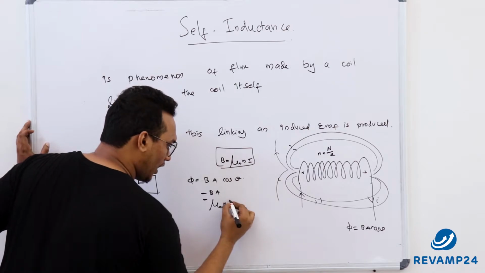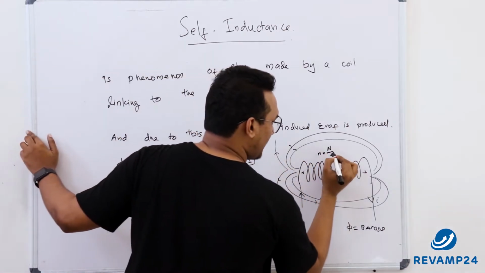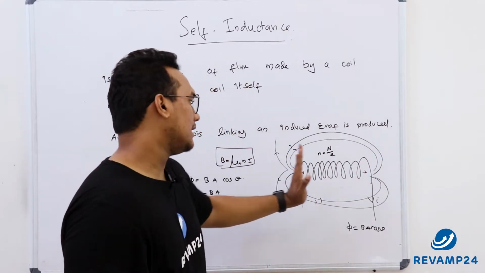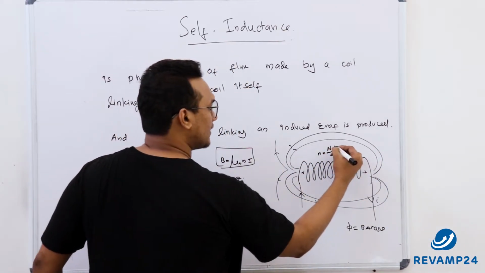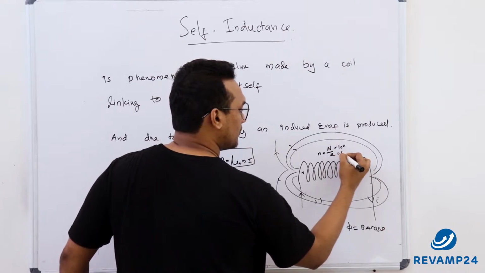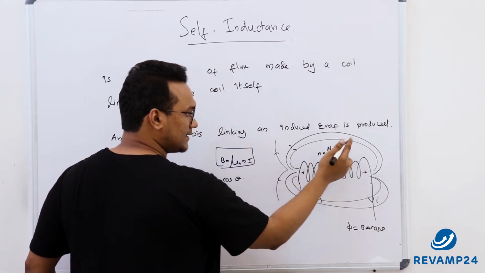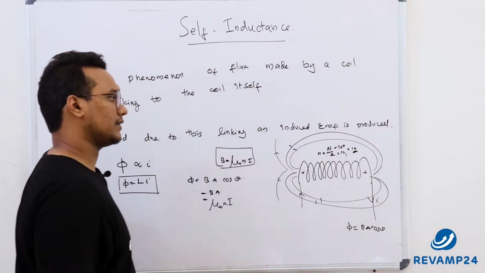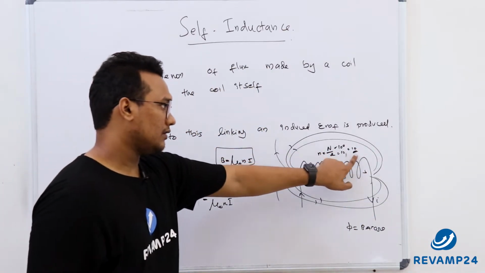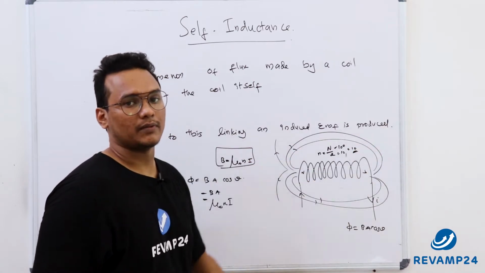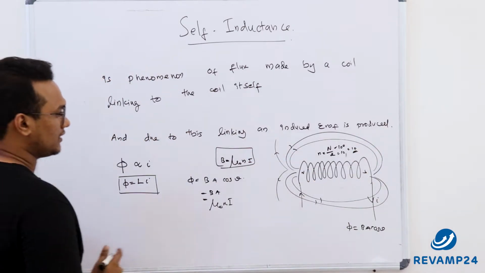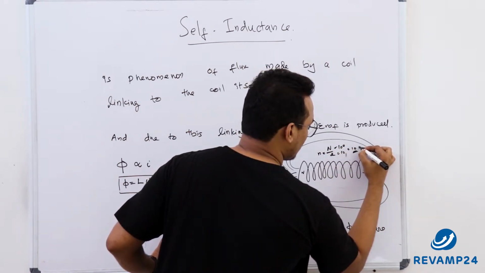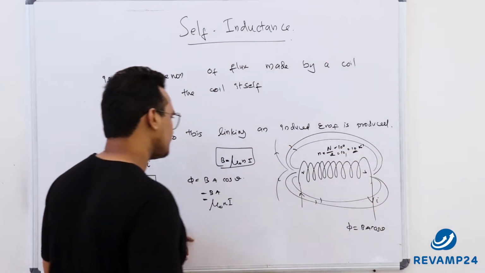But this n is small n, which represents capital N by L. So capital N is the total number of turns, L is the length. For example, if N is 100 and L is 10 meters, then turn density is equal to 100 divided by 10 meters. Sorry, 10 turns per meter. Turns has no unit, so that is per meter unit.